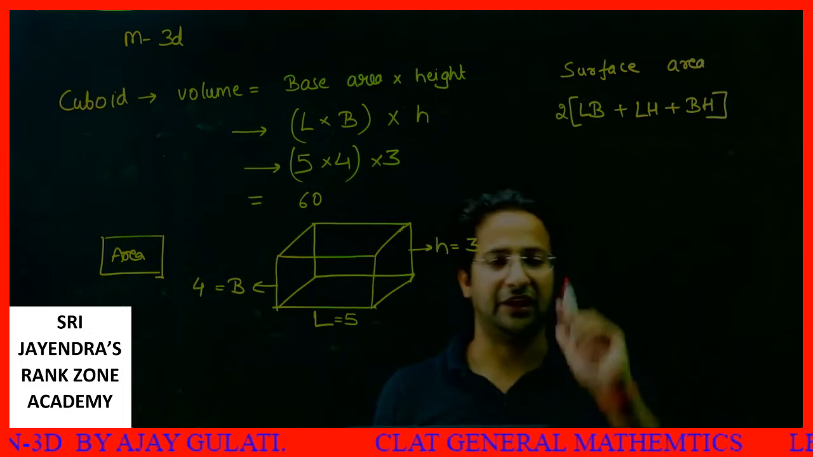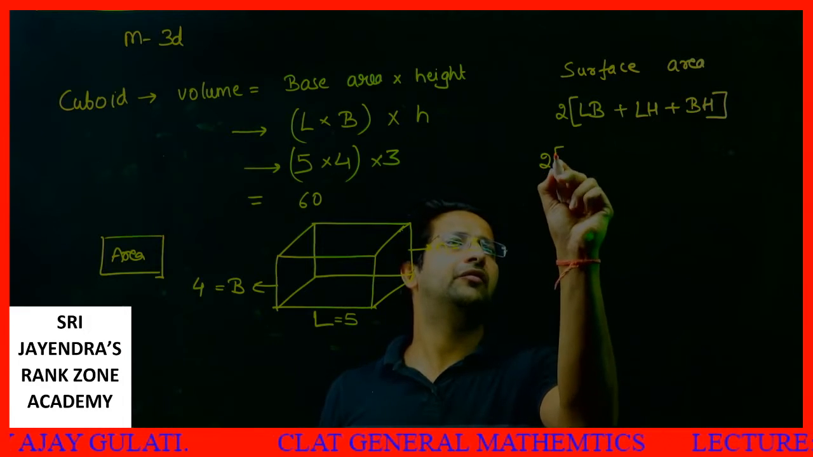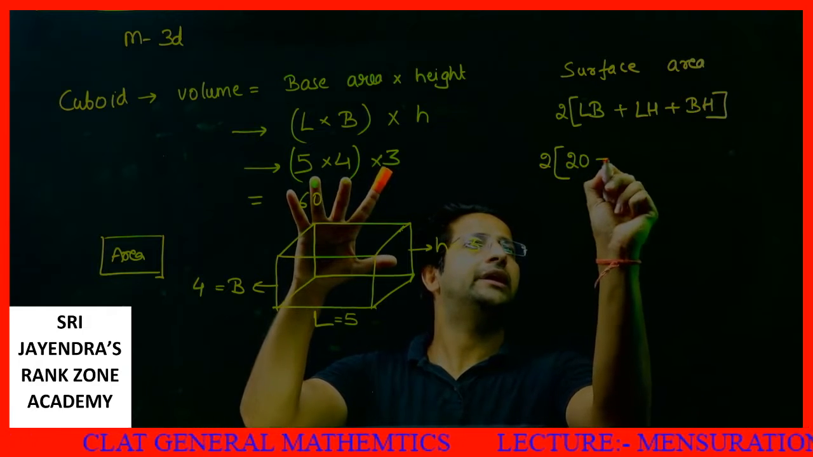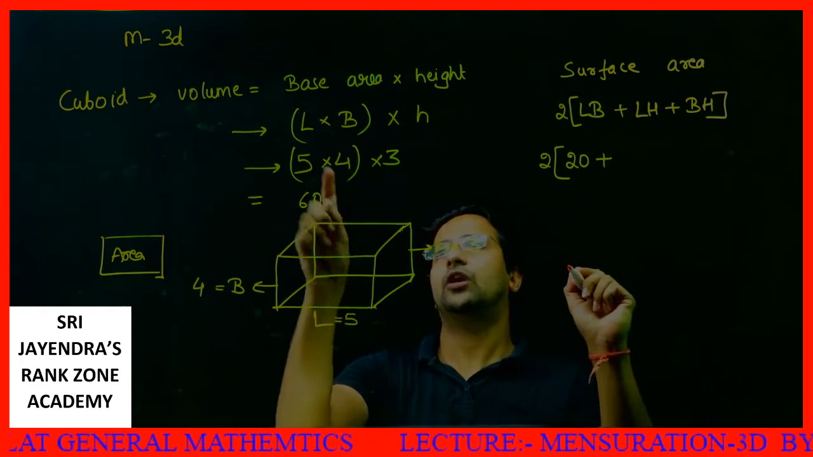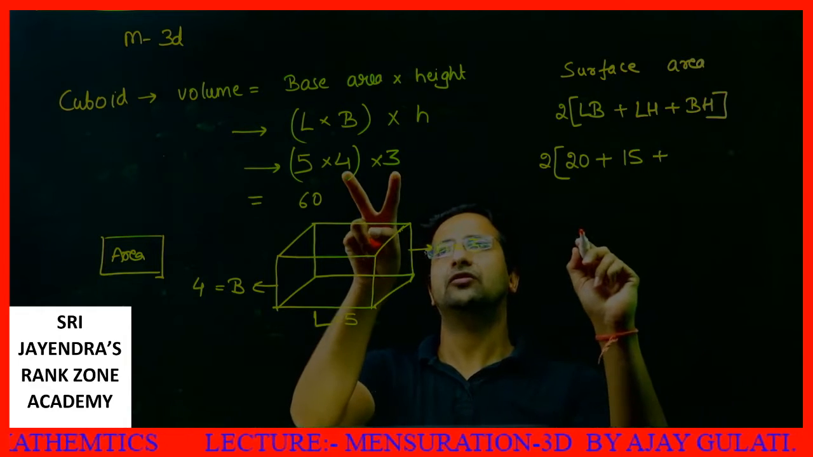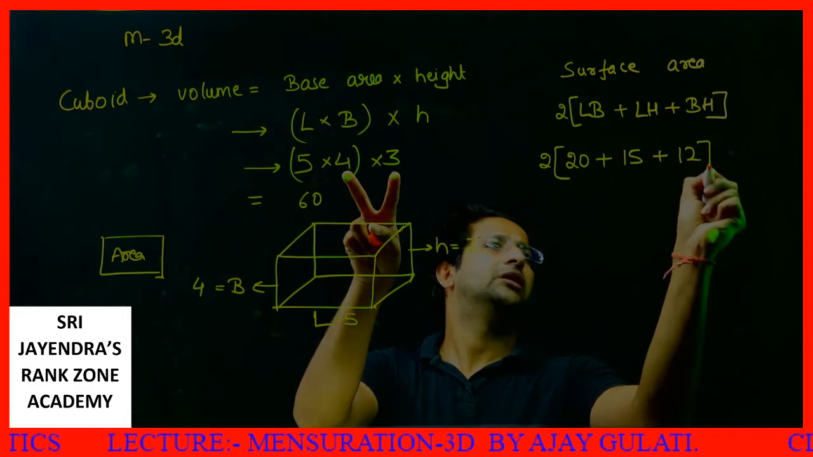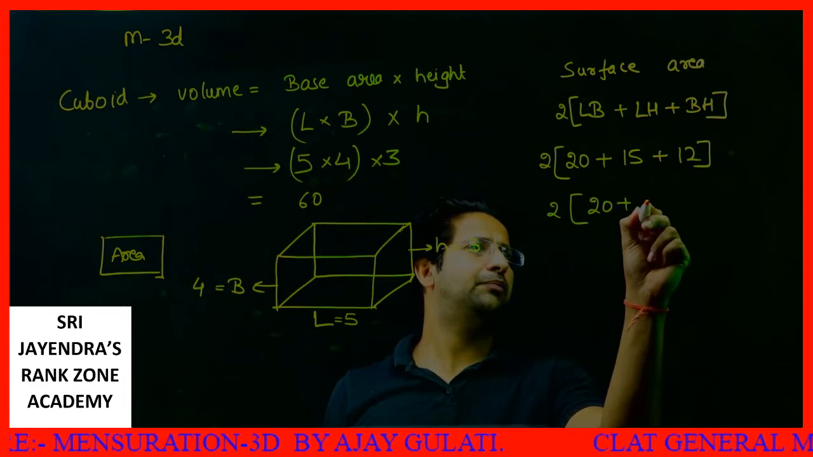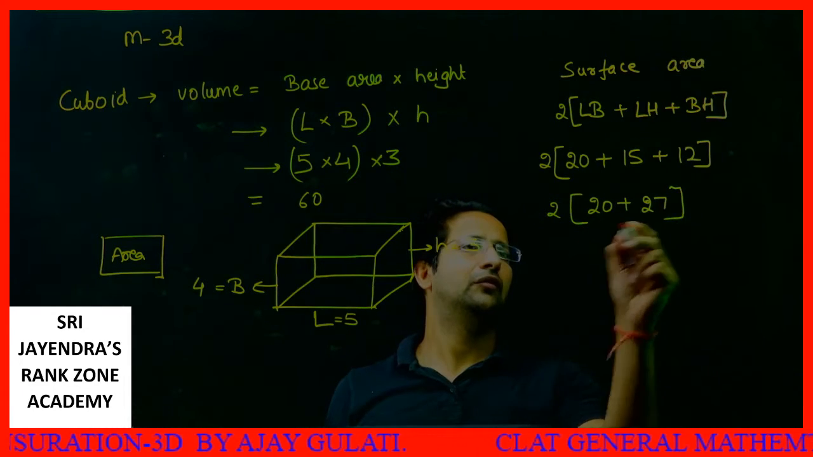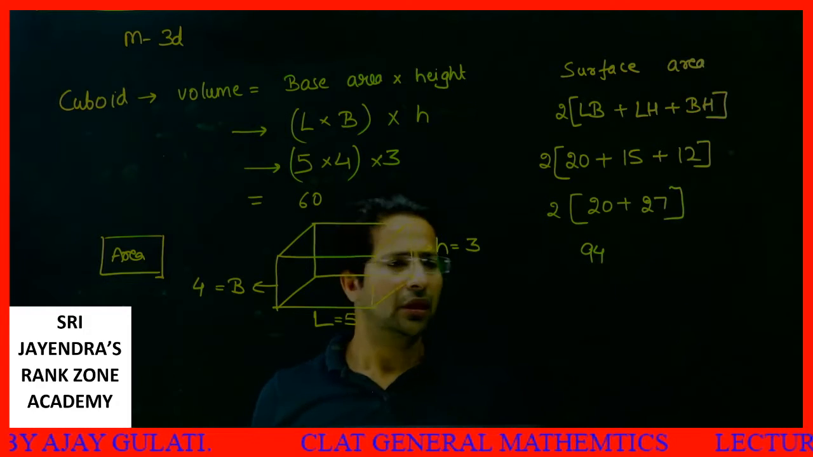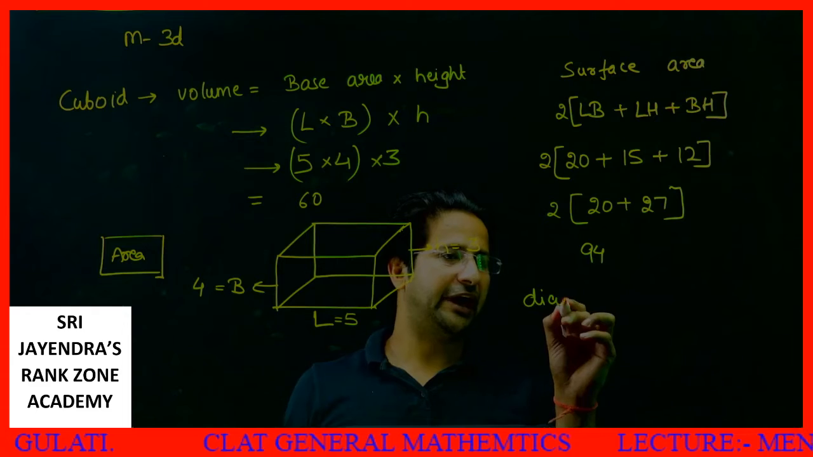Next thing, surface area. Double of LB is what? 5 into 4, 20. LH is what? 5 into 3, 15. BH is what? 4 into 3, 12. So far so easy. 20 plus 27, 47 into 2, 94. Clear? Now the diagonal of a cuboid.